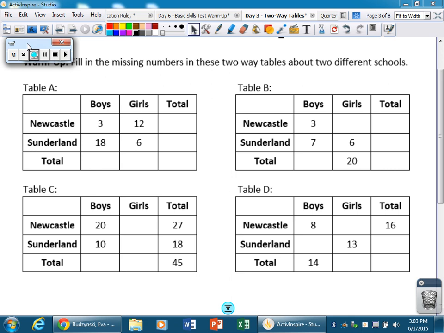So we have boys and girls in schools, and then these are the two different schools, Newcastle and Sunderland. All I wanted you to do was fill in the blanks. Okay, so fill in the missing numbers of these rows and columns. So what you want to do is you want to have the total over here.